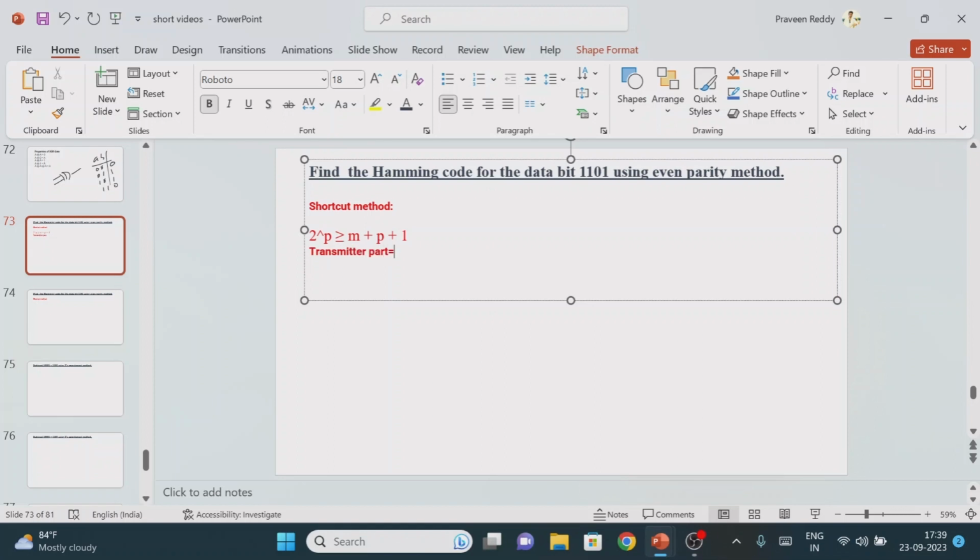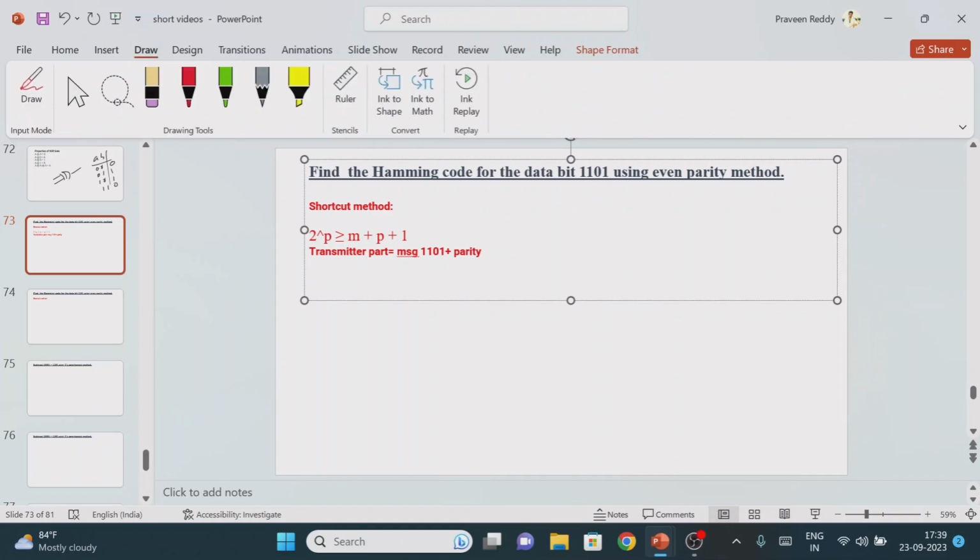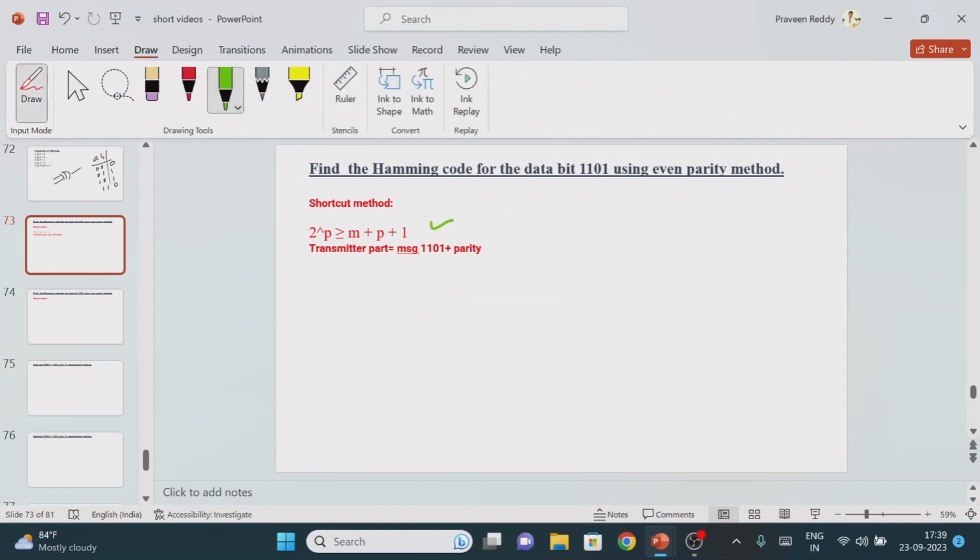Now in the transmitter part, they have given the message bit value. What is the message bit value? They have given 1101. So for that we need to add the extra parity bits. Now what is the formula to find out how many parity bits are required? The formula is 2 power p greater than or equal to m plus p plus 1.